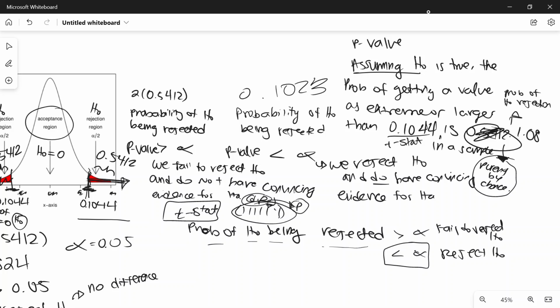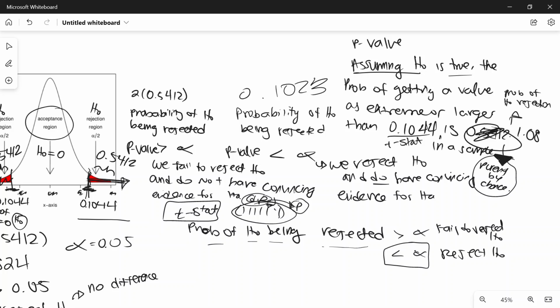Assuming H0 is true, the probability of getting a value as extreme or larger than the test statistic is 1.08. In a sample, purely by chance. Right, just because it happened by chance. But if it's false, is it purely by chance? No, right? What's the alternative definition? Haha, alternative hypotheses. Okay. The probability of getting a value as extreme or larger than that test statistic is 1.08.